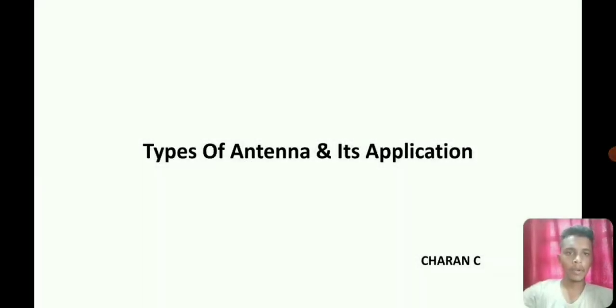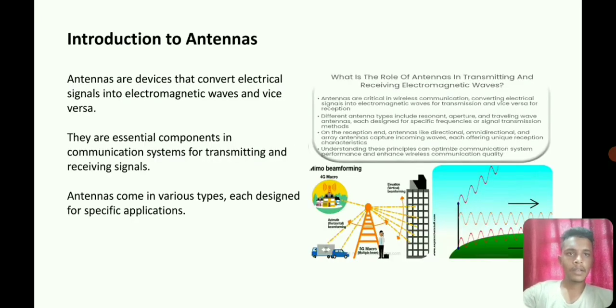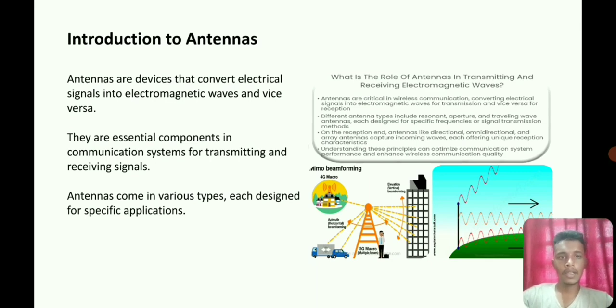In this video I am going to discuss the types of antennas and their applications, and give an introduction to antennas. Antennas are devices that convert electrical signals into electromagnetic waves and vice versa. They are essential components in communication systems for transmitting and receiving signals. Antennas come in various types, each designed for specific applications.